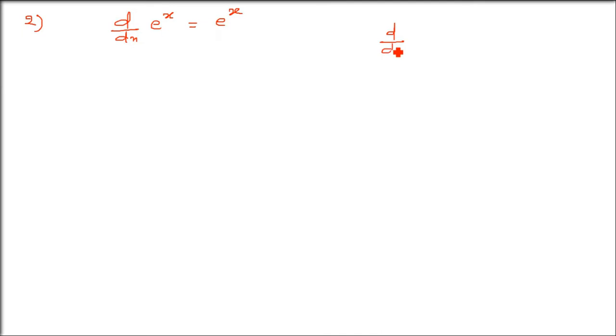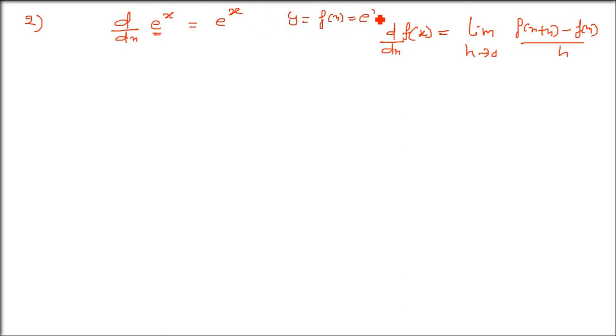So we'll apply the first principle, d by dx of f(x). We know already how to do this: f(x plus h) minus f(x) by h. So I am writing it one more time, but for the others, we will not be writing it again and again. You have to remember that we always take this relationship: limit h tends to 0, f(x plus h) minus f(x) by h. So f(x) is e to the power x.